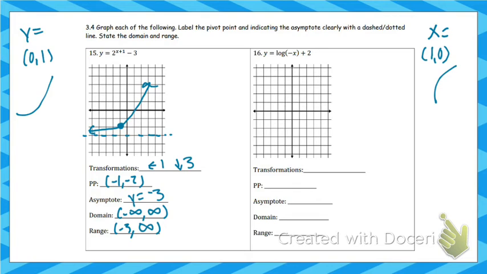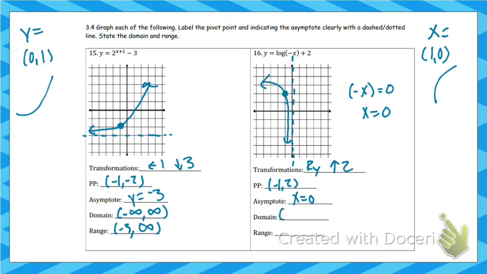All right, let's do log. We've got a negative on the inside. That's a reflection over the y. The +2 on the outside is a shift up 2. To find the asymptote, we take -x. We set it equal to 0. So my asymptote is x equals 0. Remember, that's a vertical line for log. Pivot point starts at 1, 0. We reflect it over the y, and then we shift it up 2. So that is my new pivot point. Shape of the parent function starts here, but if we reflect it over the y, it's going to look like that. So there is my reflection.